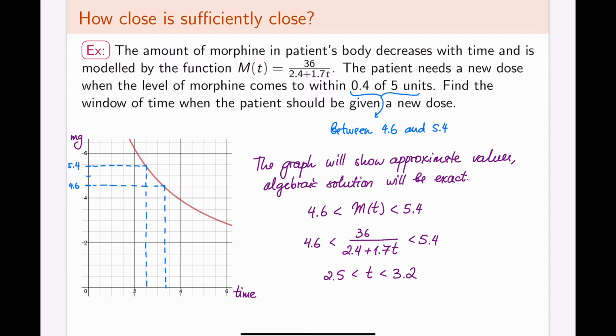But the idea here is that this formula has t in it, and we would like to actually solve for this variable t because it stands for time. And instead of giving us bounds on the amount of morphine, we now have bounds on the time when we have to administer the new dose. We can also see that our graph was actually pretty good in terms of approximation, right?